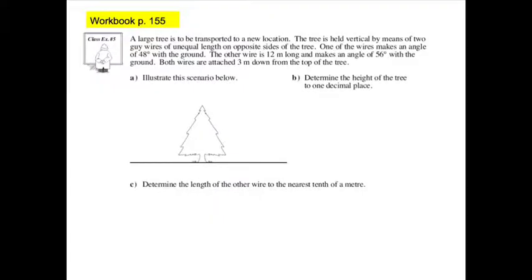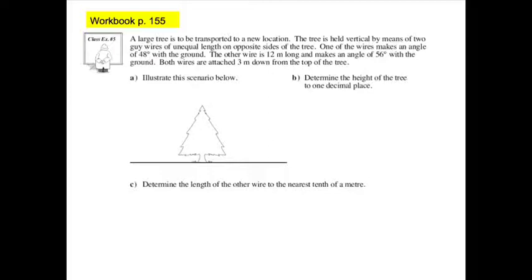A large tree is to be transported to a new location. The tree is being held vertical by means of two guy wires of unequal length on opposite sides of the tree. One of the wires makes an angle of 48 degrees with the ground. The other wire is 12 meters long and makes an angle of 56 degrees with the ground. Both wires are attached 3 meters down from the top of the tree.